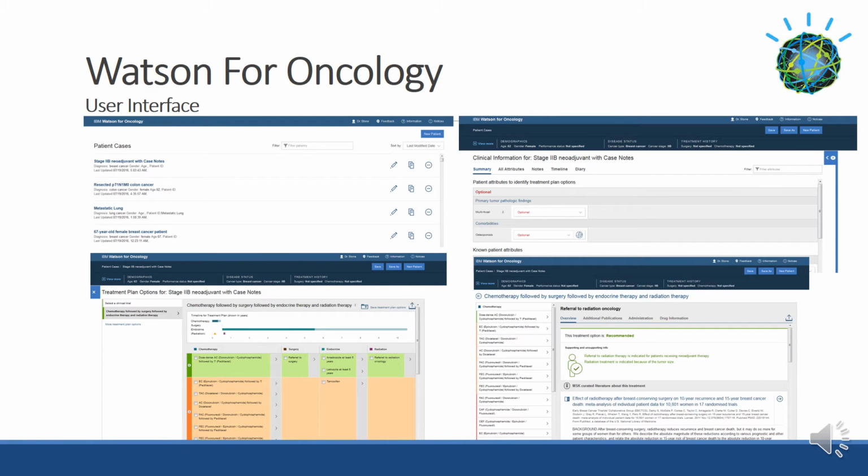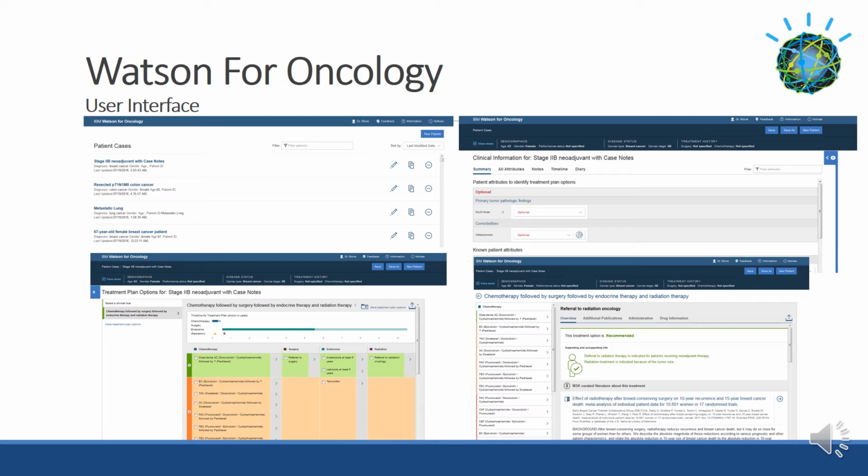So here's the user interface for Watson for Oncology. On the left-hand side, the top picture, you see a list of patient cases that the clinician is working on. Clicking on those patient cases will give the information about the patient. The doctor can add their notes, and the notes will populate this information, the patient attributes, as you'll see on the right hand side at the top picture.